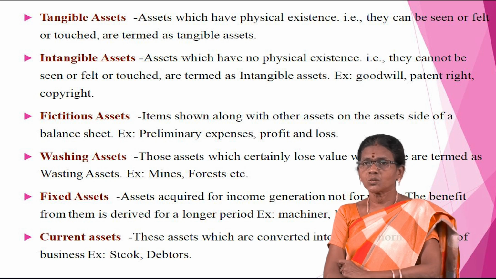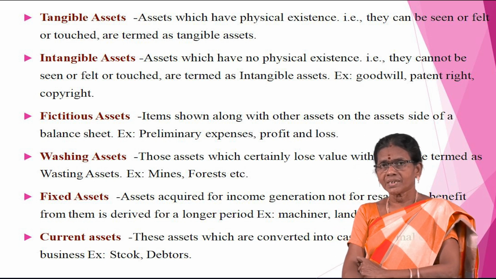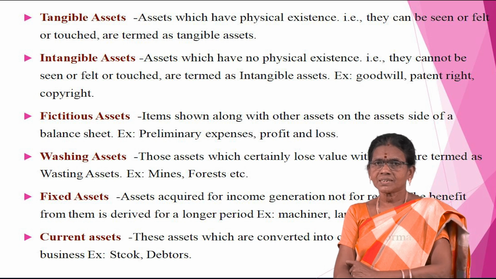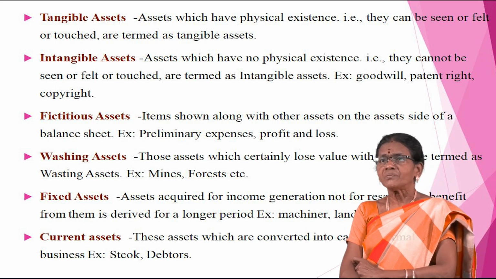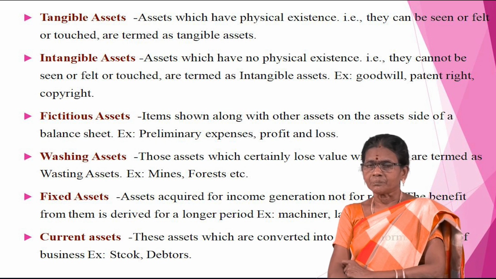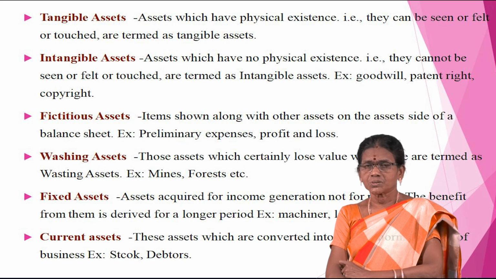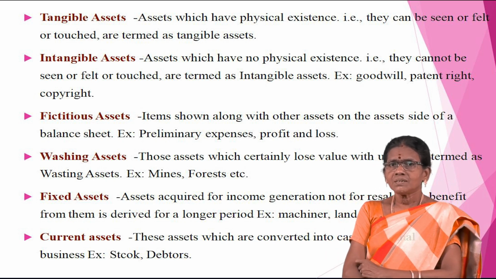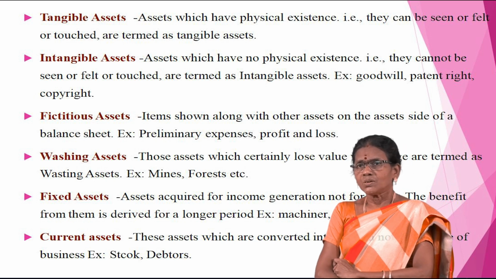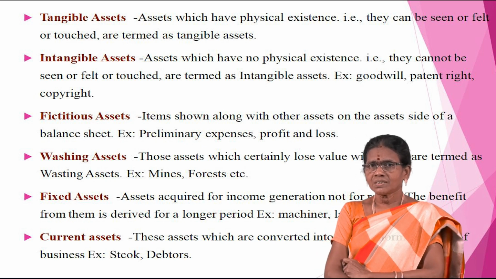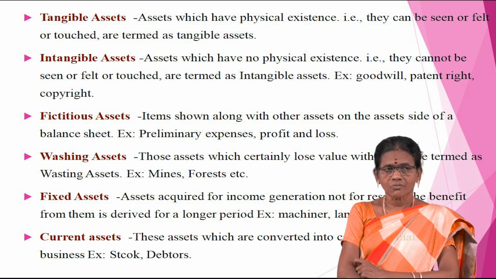For example, goodwill, patent right, copyright, etc. Then fictitious assets. Items shown along with the other assets on the asset side of the balance sheet. For example, preliminary expenses, profit and loss account. Then wasting assets. Those assets which certainly lose value with the usage are termed as the wasting assets. For example, mines, forests, etc.